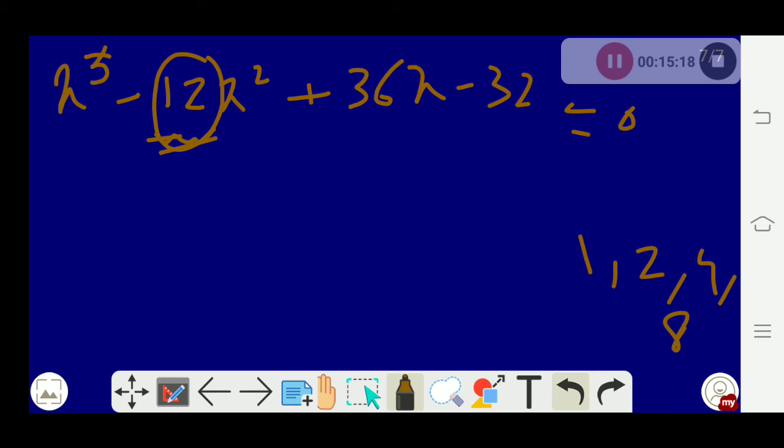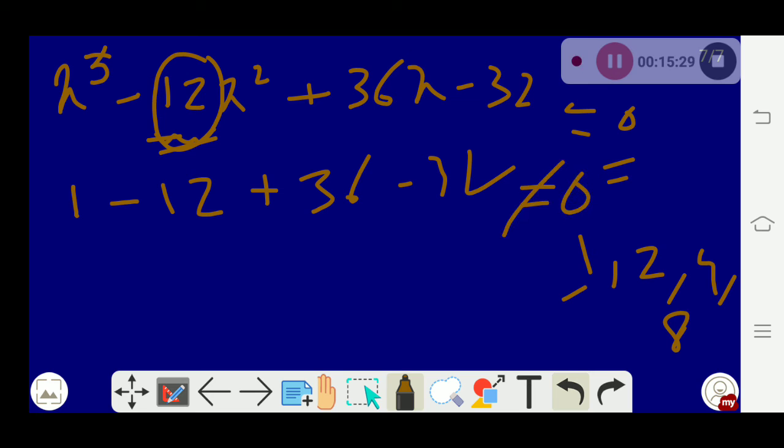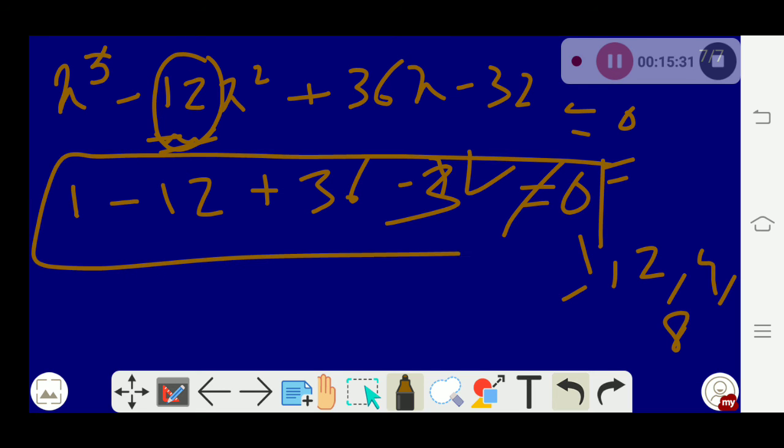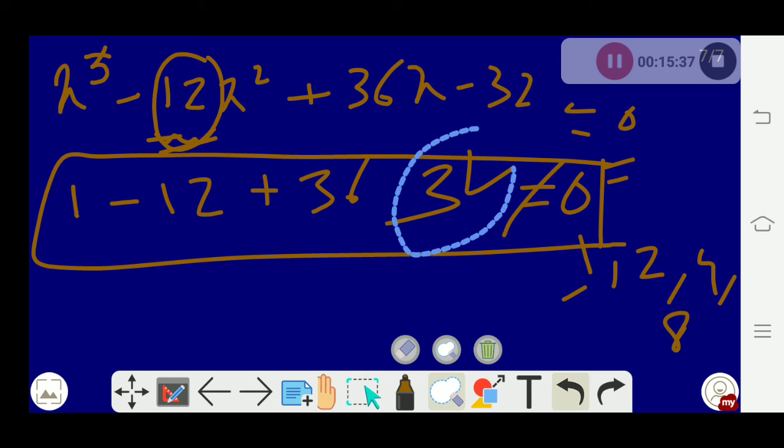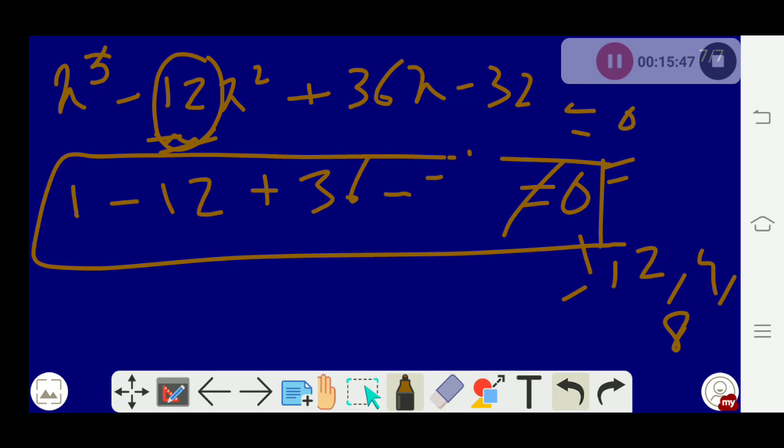So what we need to do is put 1 in this equation and see if it's giving 0 or not. If you put 1, it's 1 minus 12 plus 36 minus 32. It's not equal to 0. You can easily conclude this. This is not giving us 0. Minus 32. No, it's not giving 0.